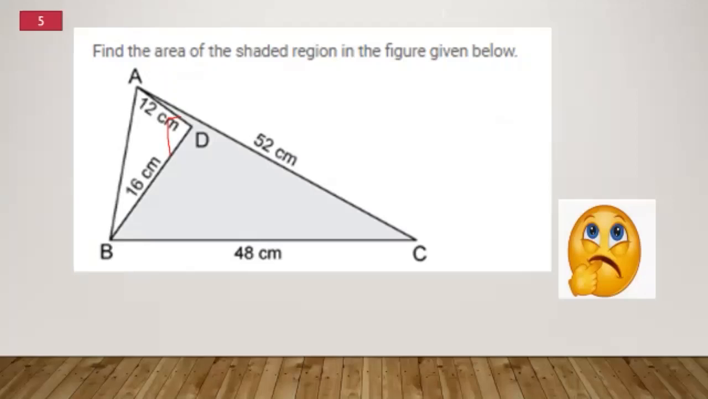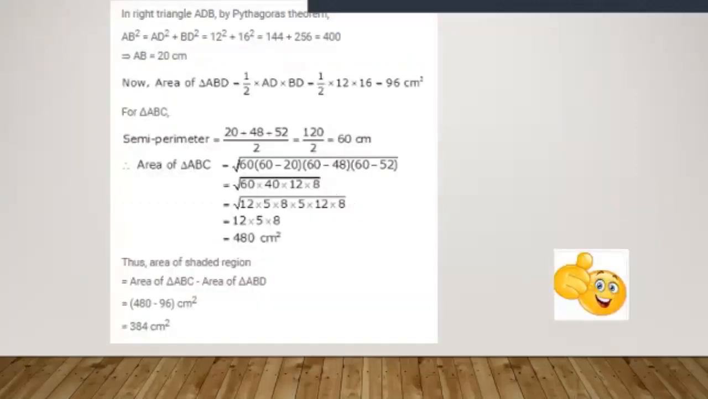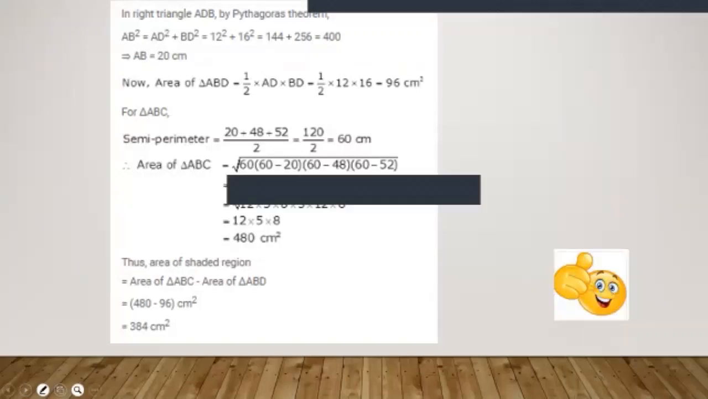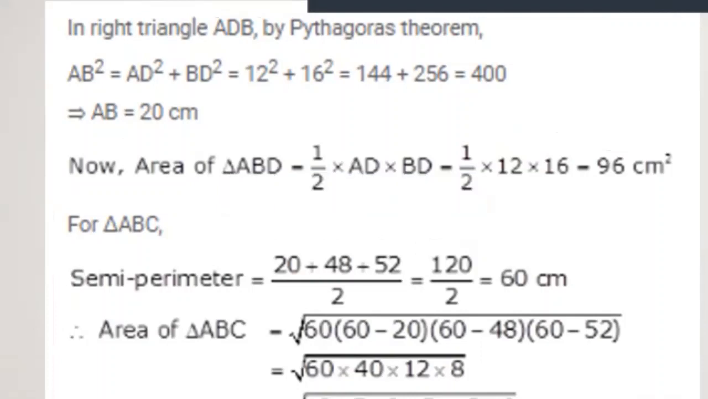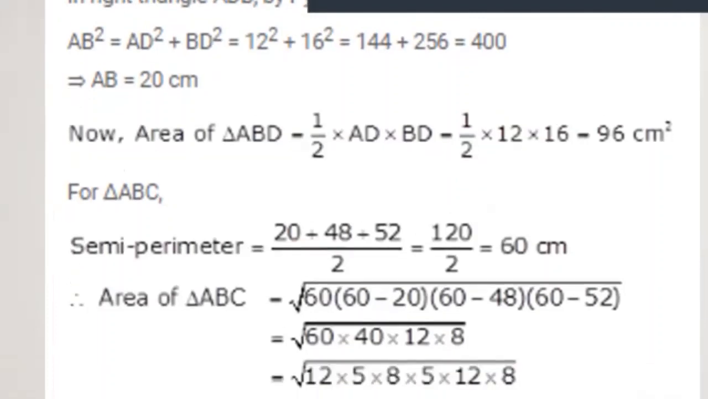So in the triangle ABD, with sides 12 and 16, you have to get the side AB. So what is your side AB, children? 20 centimeter. Yes, AB is 20 centimeter. Now slowly find out the area of the triangles one by one. The big triangle is what is required: big triangle minus the small triangles.